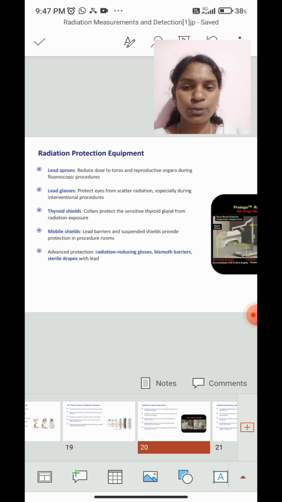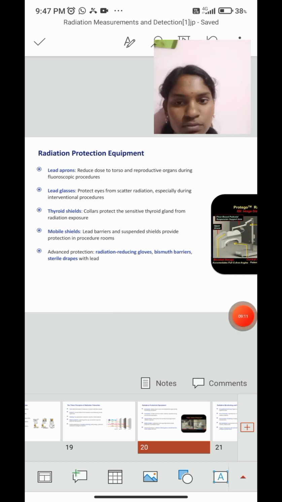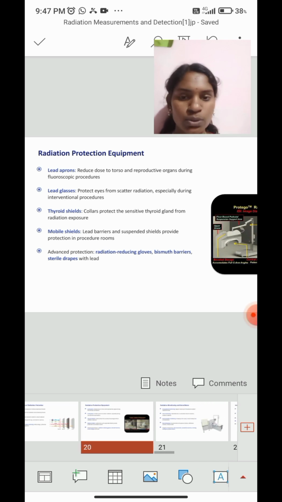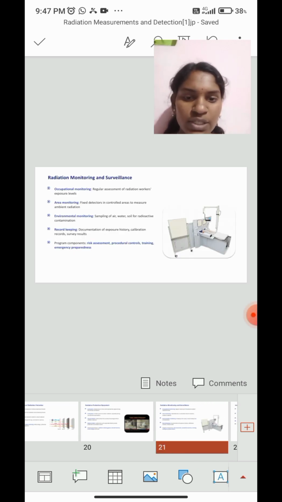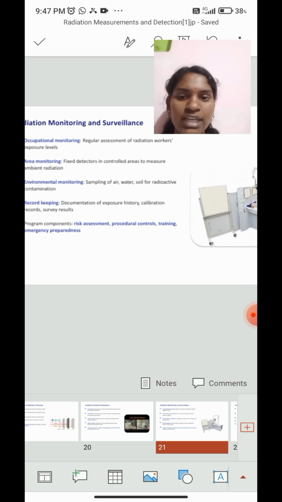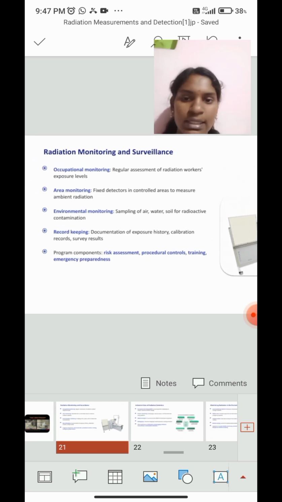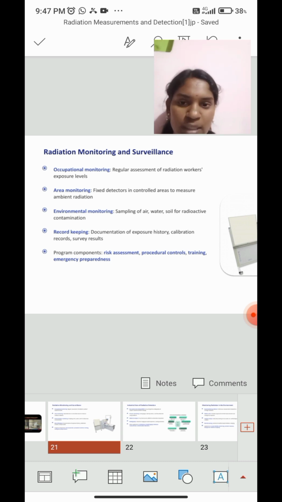Radiation protection equipment: lead aprons, lead glasses, thyroid shields, mobile shields, and radiation-reducing gloves. Then radiation monitoring and surveillance: occupational monitoring, area monitoring, environmental monitoring, and record keeping are the program components. These are used in radiation monitoring and surveillance.